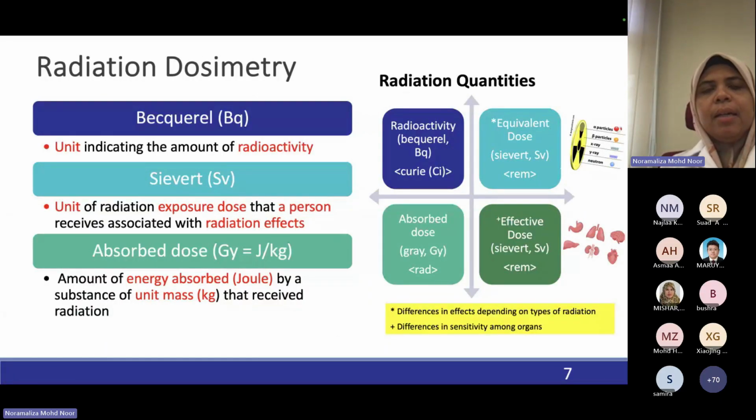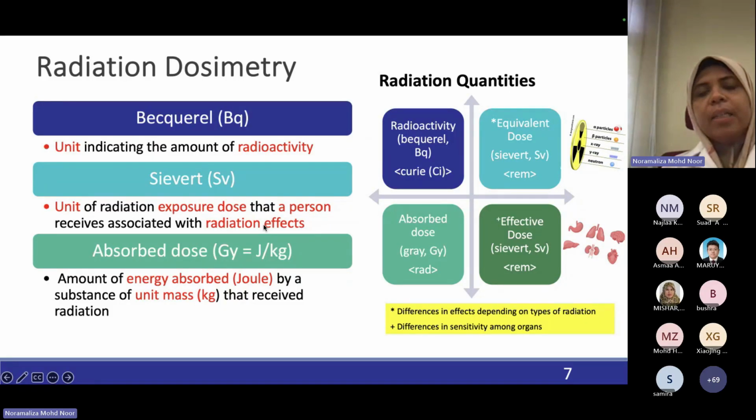So a bit about radiation dosimetry. When we talk about the use of radiation in medicine, we need to understand a bit more about the units that are used. Usually we use the becquerel, which is the unit indicating the amount of radioactivity, for example produced by a nuclear reactor. After that, we have the sievert, which is the unit of radiation exposure that a person receives, associated with the radiation's effect.